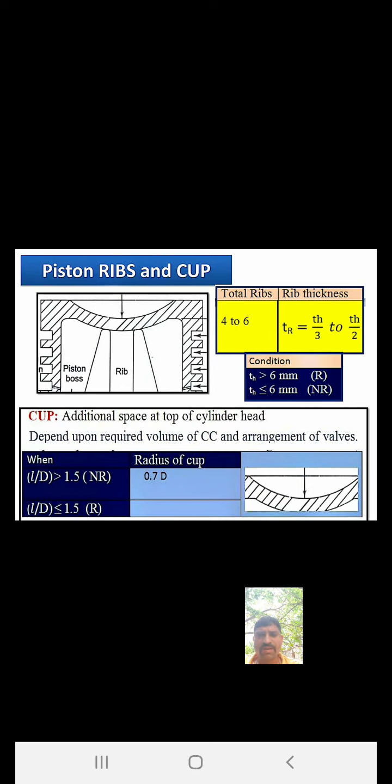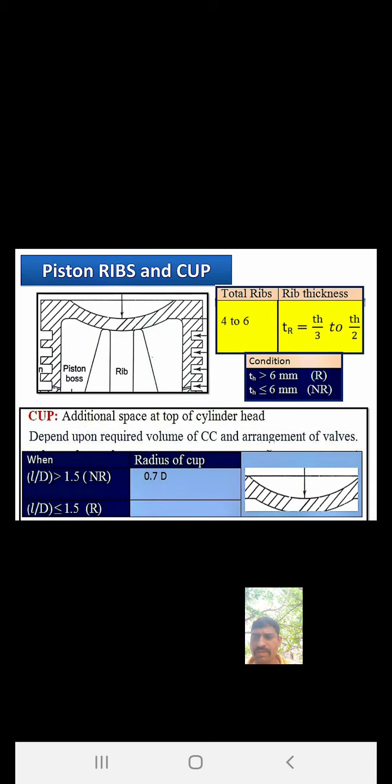When the L by D ratio is greater than 1.5, you should take the NR, and when the L by D ratio is less than or equal to 1.5, take R. The rib value, the radius of this cup, is 0.7 D. You should remember both values. No need for the derivation; you should remember only the values for the design of the reciprocating ribs. These two values you should take.